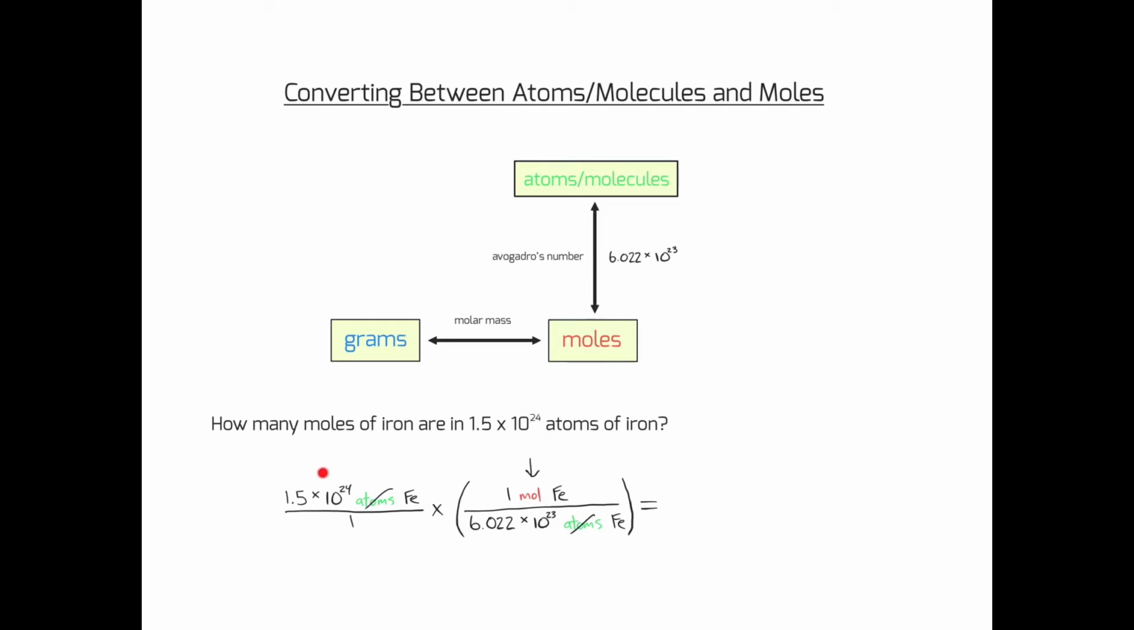So we multiply 1.5 times 10 to the 24th times 1 divided by 6.022 times 10 to the 23rd. And what we get is 2.5 moles of iron. And this time I rounded it to 2 sig figs because we only have 2 sig figs given.